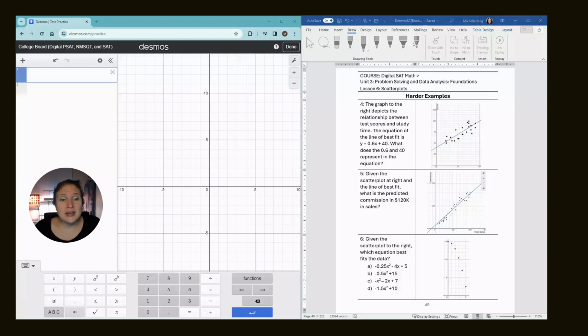All right, the graph to the right depicts the relationship between test scores and study time. The equation of the line of best fit is given: y equals 0.6x plus 40. What does the 0.6 and the 40 represent in the equation? So I want to talk about it a little bit more here. Basically, we can see that this 40 is where it matches right here, and this is our line of best fit. And so the 40 would be the initial value.